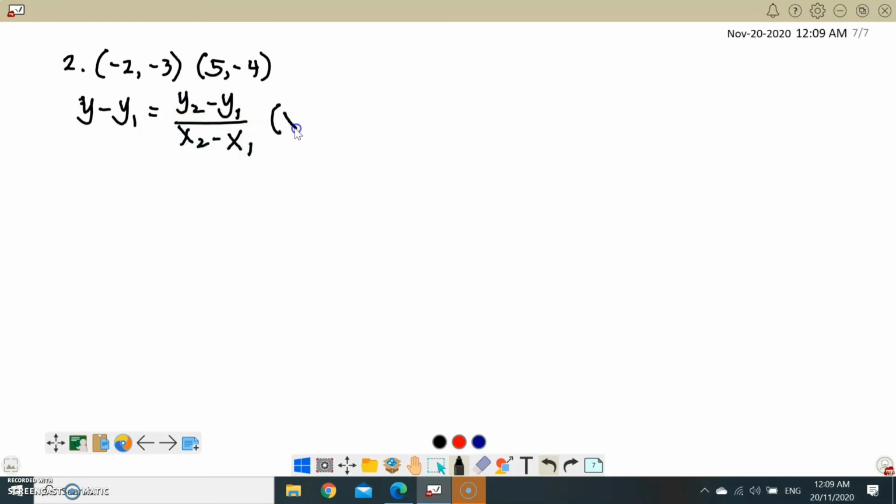So number 2, we have negative 2, negative 3, and the second point, 5, negative 4. So find the equation of the line passing through the points negative 2, negative 3, and 5, negative 4. So using the formula y minus y sub 1 is equal to y sub 2 minus y sub 1 over x sub 2 minus x sub 1, multiplied by x minus x sub 1. So let's denote the first coordinates as x sub 1 and y sub 1, and the second coordinates as x sub 2 and y sub 2.